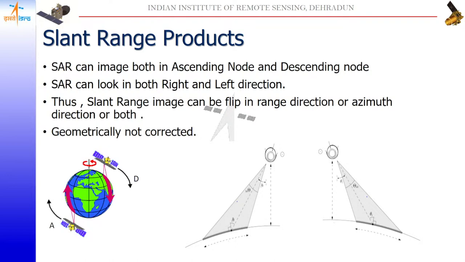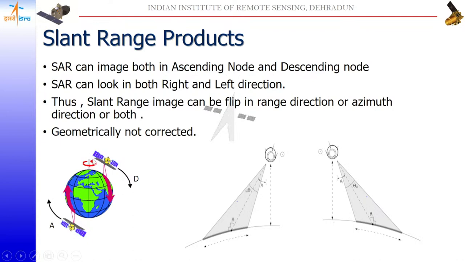Next is the slant range product. SAR can image in both the ascending node and the descending node. SAR can look in both right and left directions. So in this image you can see, if this is the SAR, it can look in the left direction also, and it can look in the right direction also, and it can acquire data in the ascending node and descending node also.